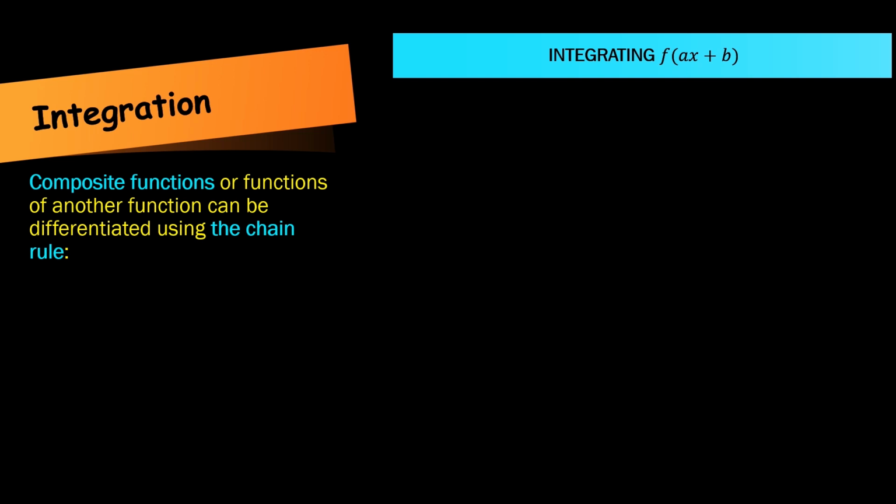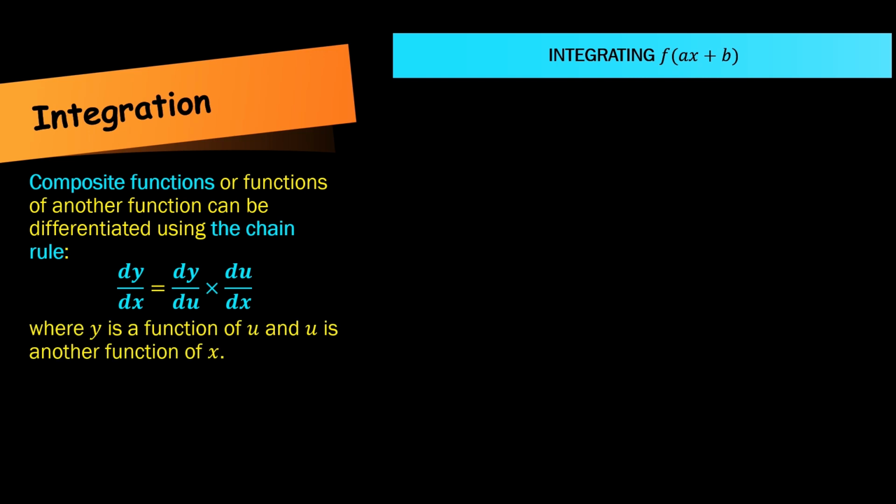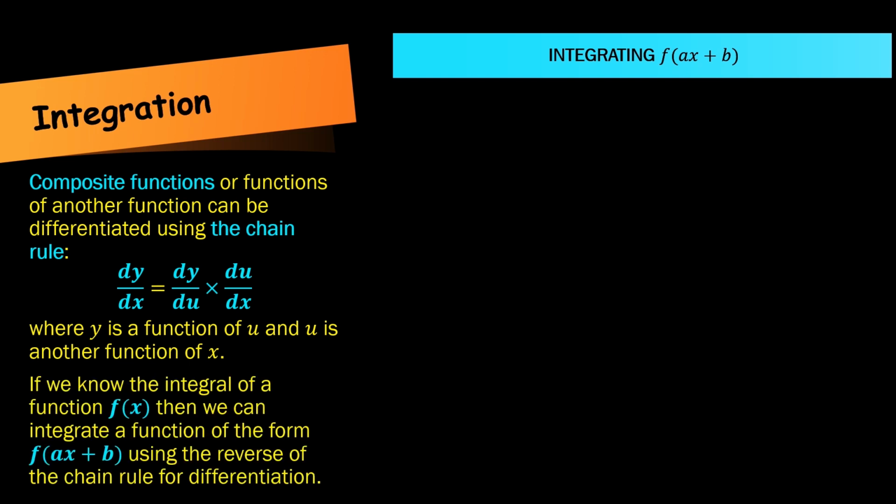Recall that composite functions, or functions of another function, can be differentiated using the chain rule: dy/dx equals dy/du times du/dx, where y is a function of u and u is another function of x. If we know the integral of a function f of x, then we can integrate a function of the form f of ax plus b using the reverse of the chain rule for differentiation.